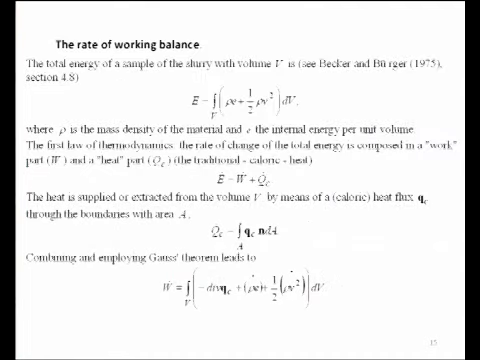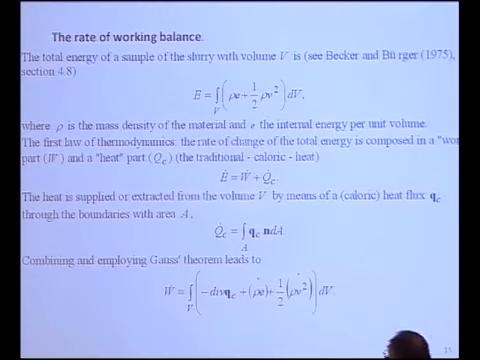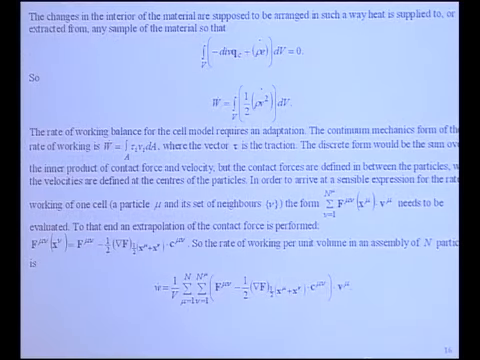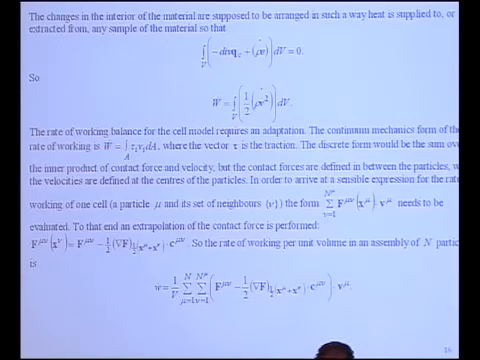Now I'm going to do the experiment in such a way that these two terms together are always zero. So I'm going to supply caloric heat or extract caloric heat in such a way that the internal energy is exactly balanced by it. So this is then zero. So the whole rate of working is then just the rate of change of the kinetic energy. And that's the expression I'm going to evaluate in a cell model.